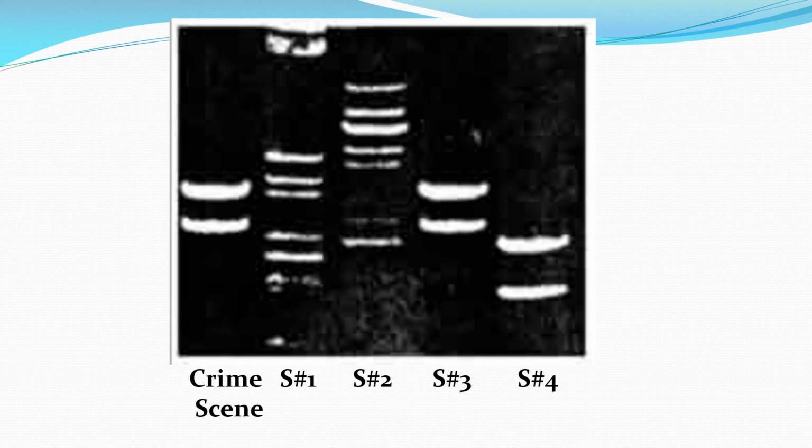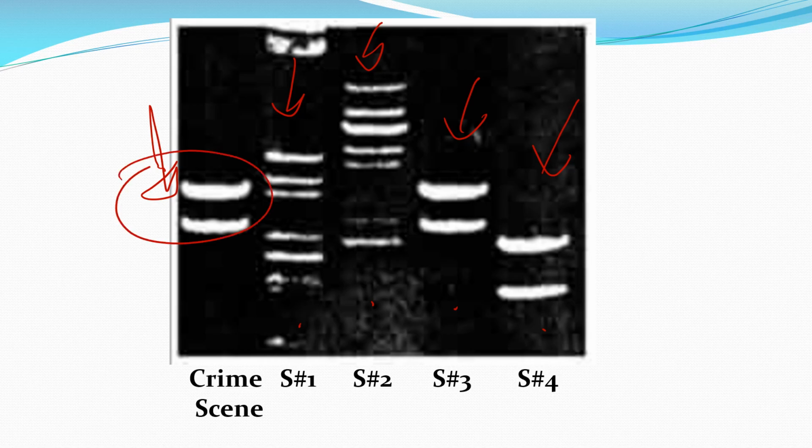However, if you look here, let's say this is DNA or blood or saliva found at a crime scene, and you have different suspects that you think may be responsible or may have been at the crime scene, and you take their DNA. If you notice, the only one that really matches up perfectly is suspect number 3. That's how electrophoresis can work for forensics.